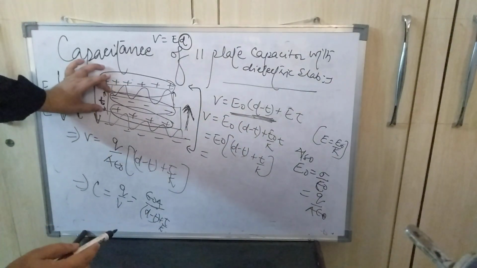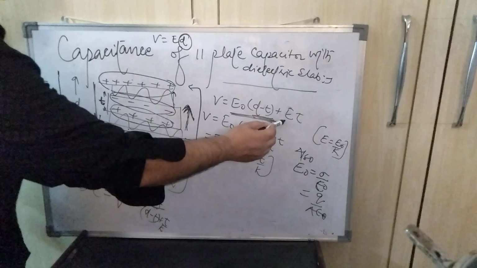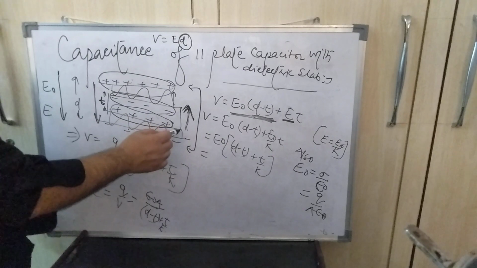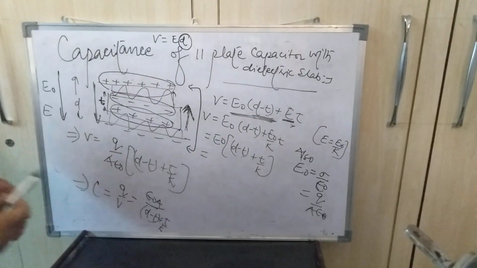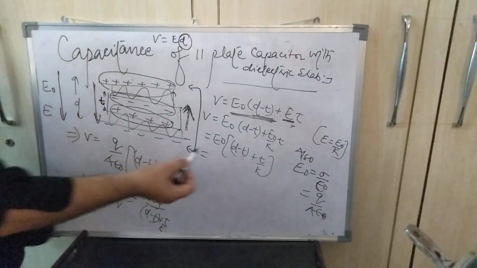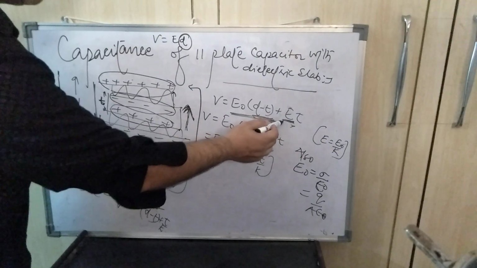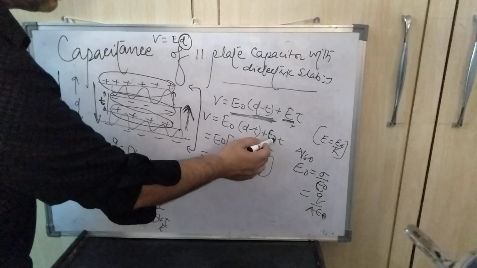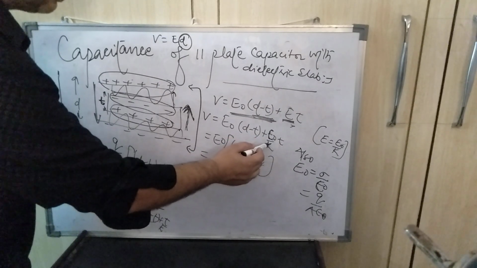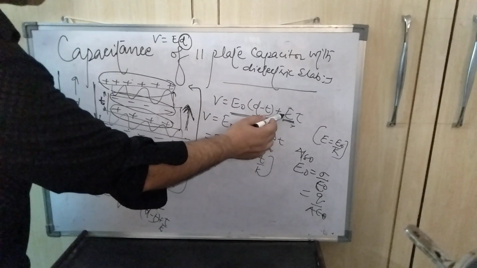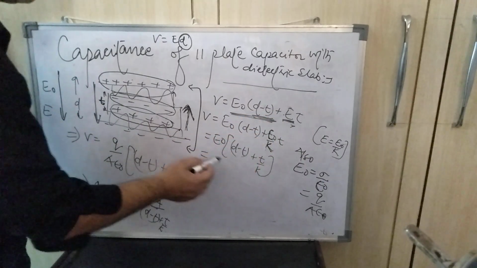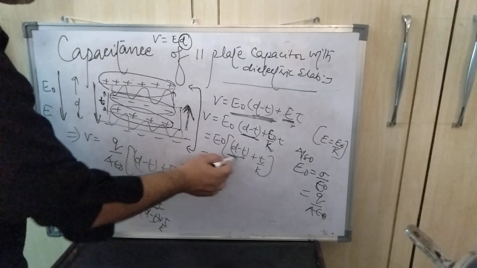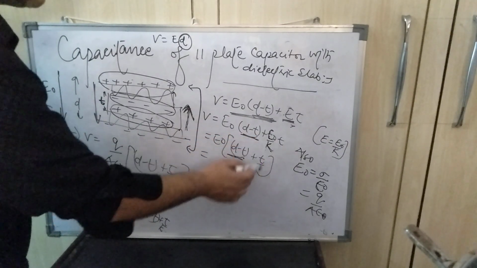And what should be the voltage in between these two plates? That will be the electric field and the distance, and the distance in that case is t. That should be the overall voltage. Now you can see E can be written as E naught by K, where E naught is the electric field in the free space and K is the dielectric constant. Replacing the value of E as E naught by K, now taking E naught as common, what would you find? Here it is d minus t, and here it is t by K.